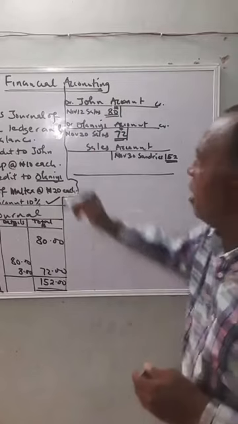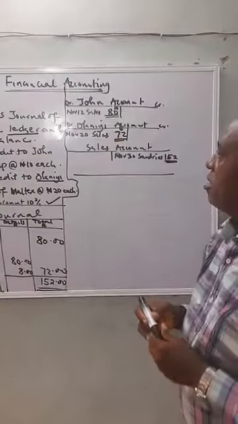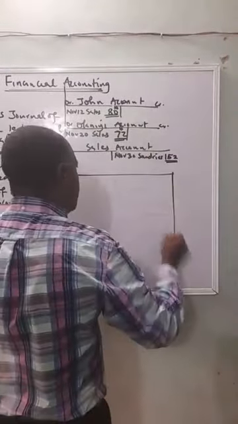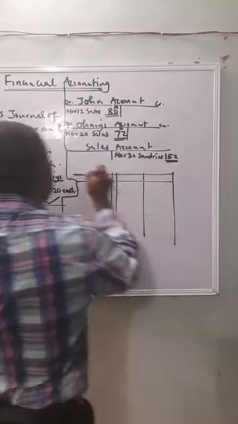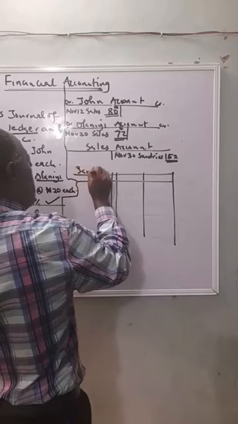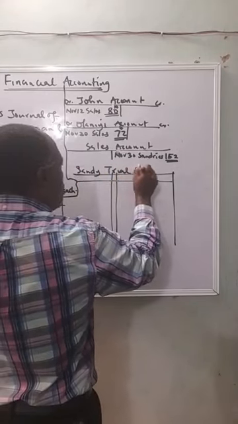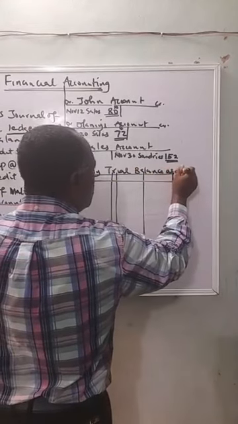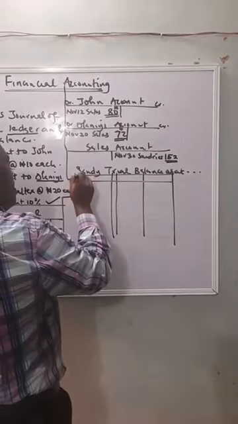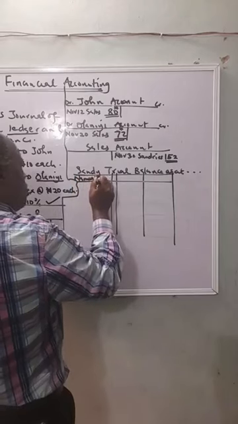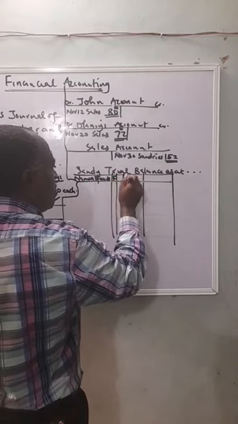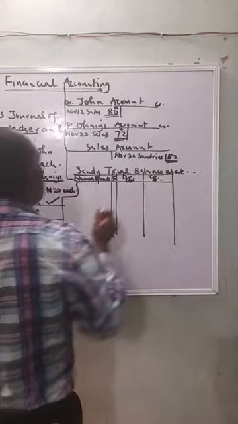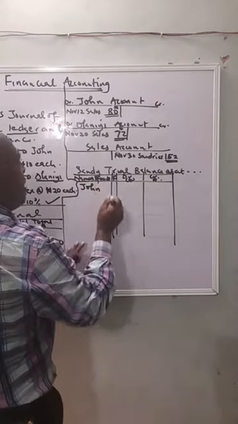And after posting to the ledger, according to the question here, it says you should extract a trial balance. Trial balance, like you know, is a list of all ledger balances. If the ledger is debited, the trial balance remains debited. So this is Sandy's trial balance, just to check for arithmetical accuracy. So here is the names of account, not particulars, that's an old story. Names of accounts. And here is folio. Here is our debits. Here is our credits.